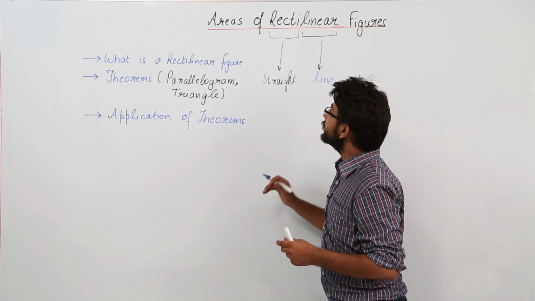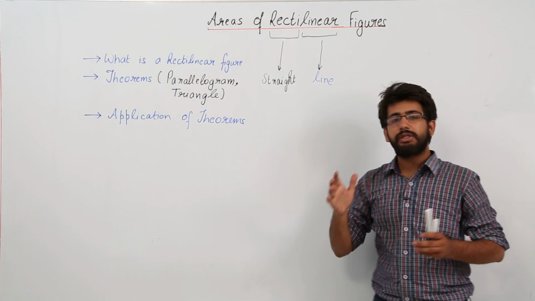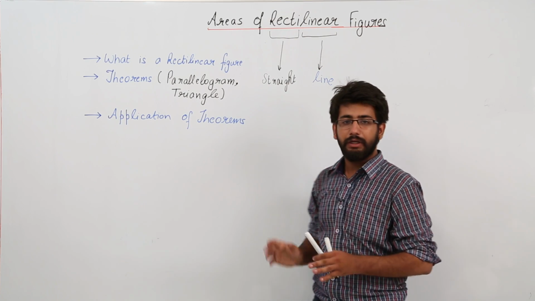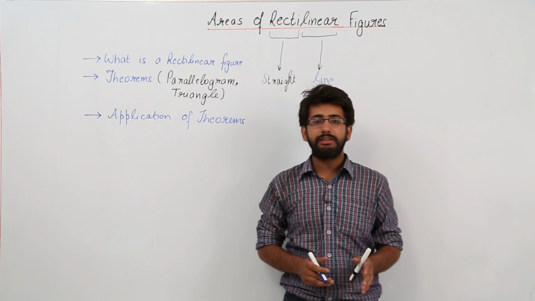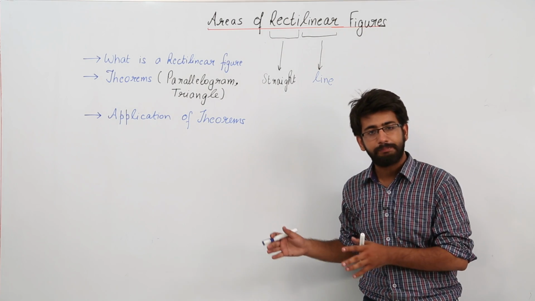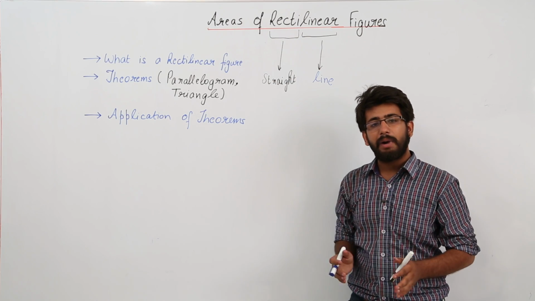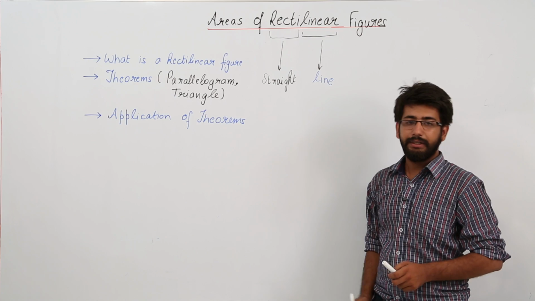Now let us discuss the word area. There is a figure which is composed of lines, that means the boundary of the rectilinear figure is composed of lines. So what is area? Area is the total amount of surface space which is enclosed in those lines, or the amount of space enclosed within the boundary of the rectilinear figure.